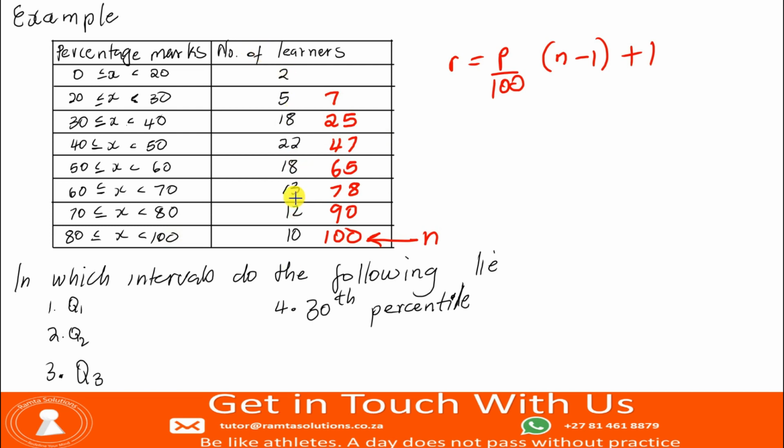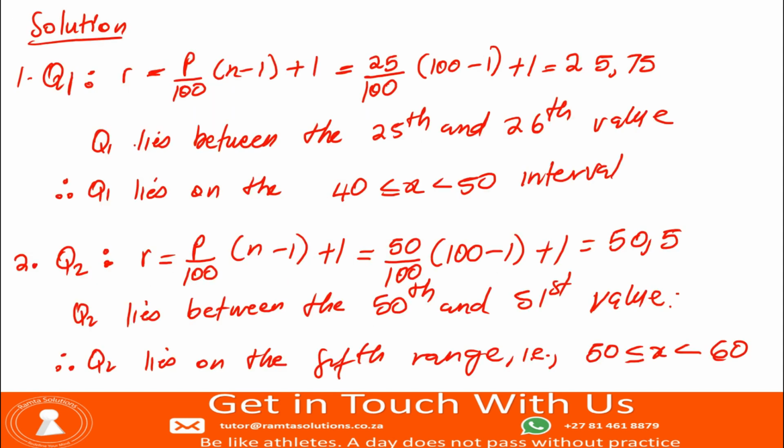Remember, this is your frequency. How many got this? How many got this? Just like that. But to know how many wrote this test, you just add them together. So this is it, guys, and this is how you look at your percentiles for grouped data.